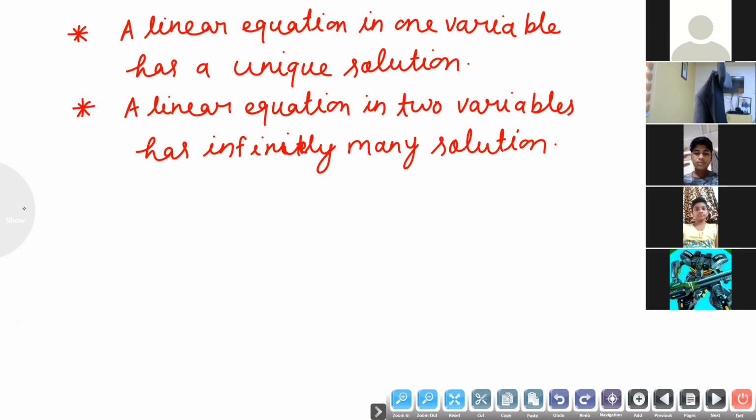Suppose I have written x plus 3 is equal to 7. Listen carefully, everyone. This is a linear equation. How is this a linear equation? The highest degree of the variable is 1. Then is it one variable or two variables? One variable. And the first point he has given is that a linear equation in one variable has one solution.